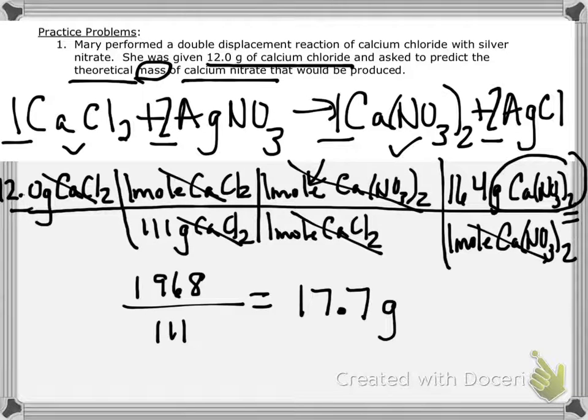Okay, so when I multiply all the numbers across on the top, I get 1,968. And when I multiply all the numbers across on the bottom, I get 111. And when I divide those two numbers, rounded to 3 significant figures, because that's what the measured number from my problem had in it, I get 17.7 grams for my final answer.